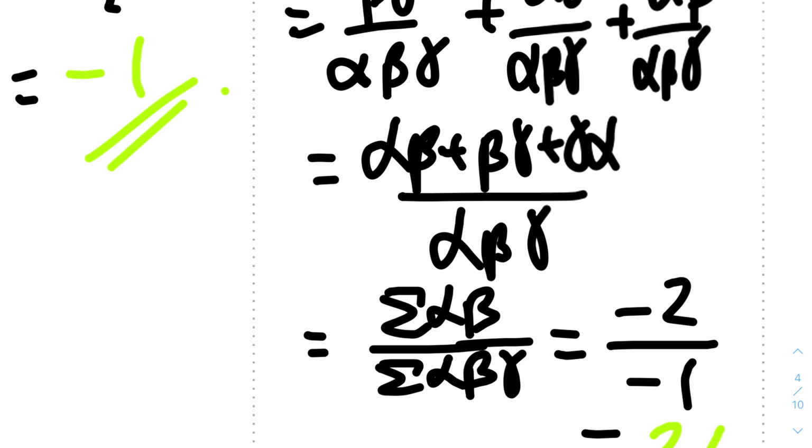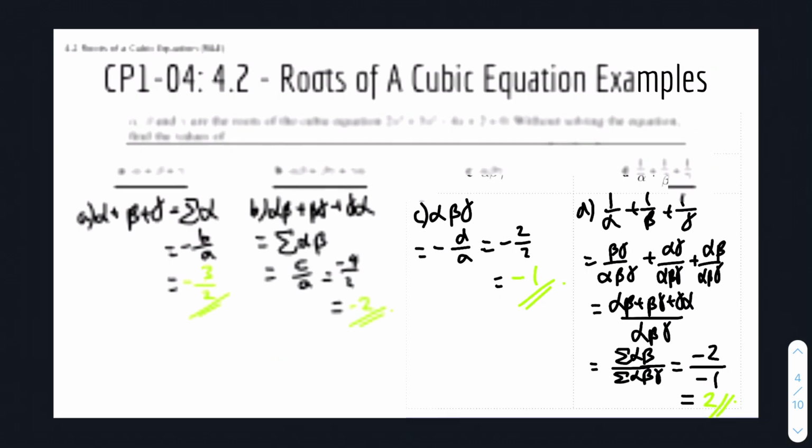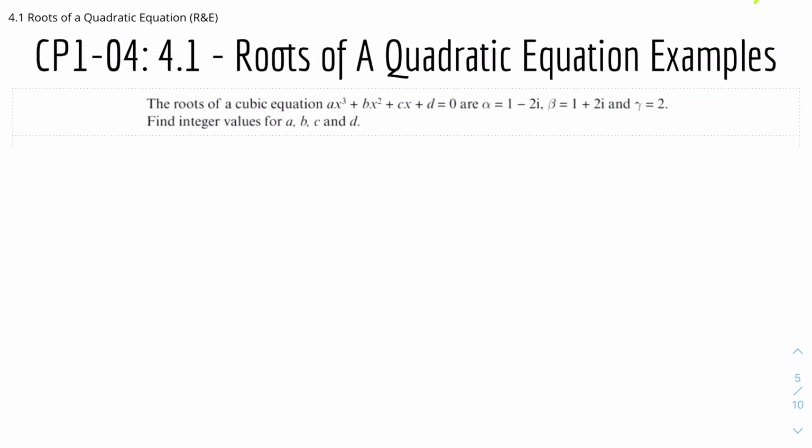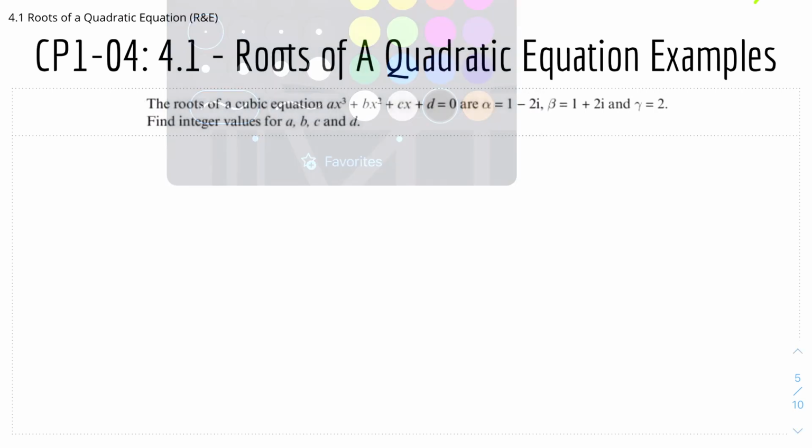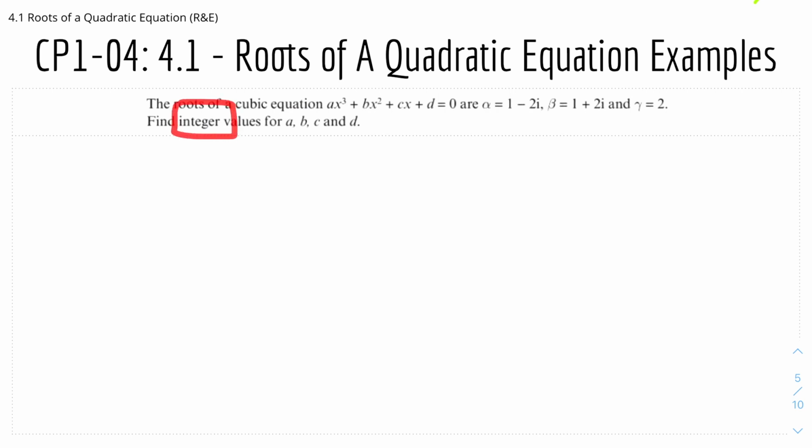And 2. This should be 2, right? And for the last question, the roots of a cubic equation ax cubed plus bx squared plus cx plus d equals 0 are alpha equals 1 minus 2i, beta equals 1 plus 2i, and gamma equals 2. Find the integer values for a, b, c, and d. So it's important that it says integer values.